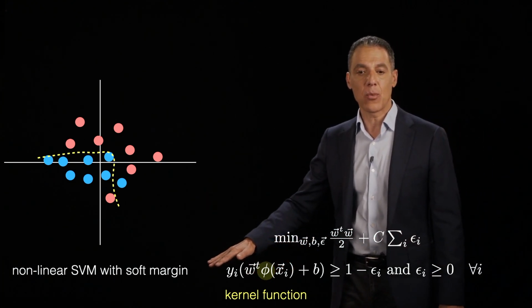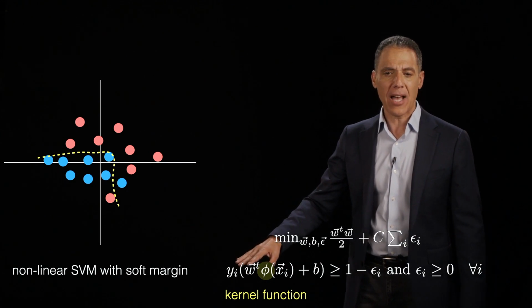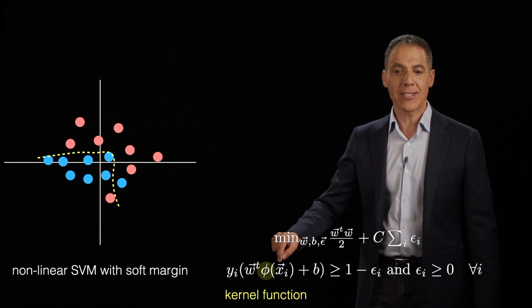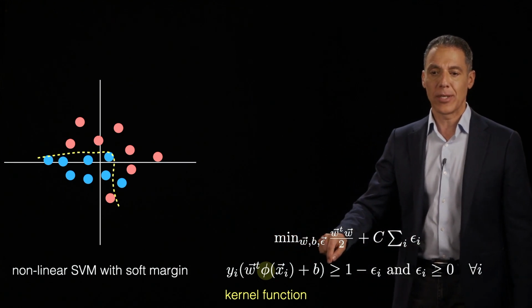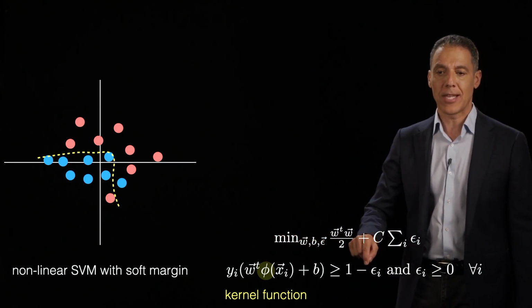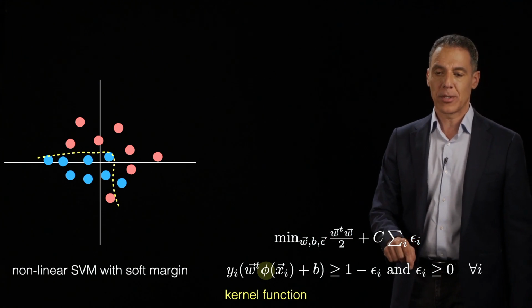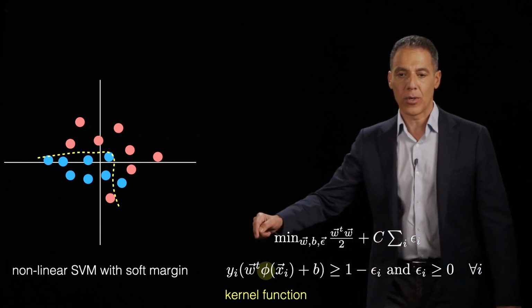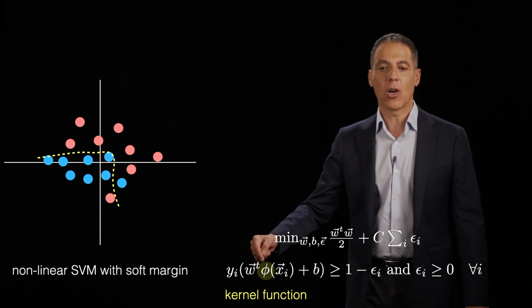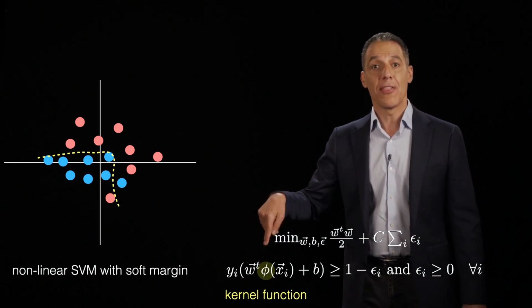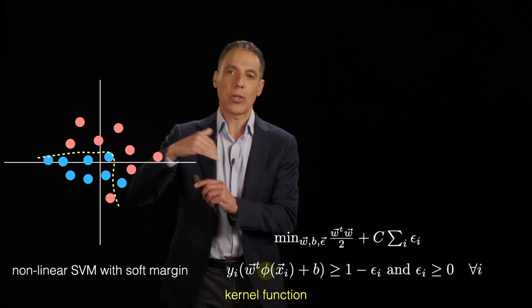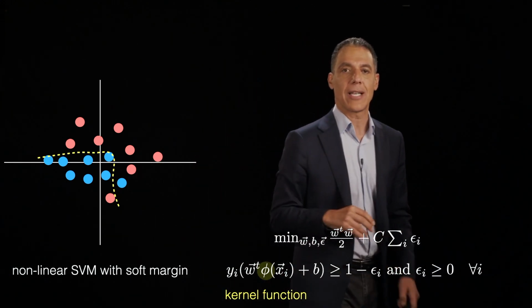I have my class label y. I've got w times, there's something new there, phi. Ignore that for a second. w times x, that's the dot product, plus b should be greater than 1 minus epsilon, there's my slack variable, such that epsilon is always greater than 0 for all i. So everything here is exactly the same as before, except I've introduced a so-called kernel function. This is the nonlinearity that is going to try to learn a more complex separation between the classes.